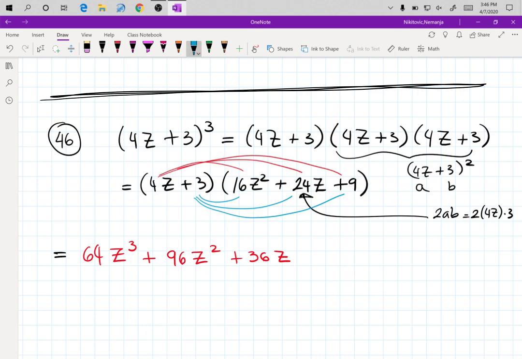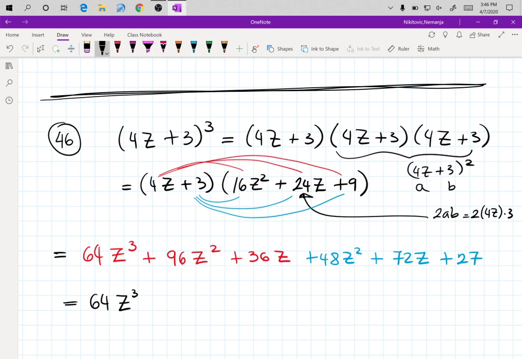Then I go 3. 3 times 16 is 48, so plus 48z squared. Plus 3 times 24, that's 72z, because 3 times 20 is 60, and 3 times 4 is 12. 60 and 12 is 72. Easy. Plus 27 at the end when we multiply 3 times 9. And we had 6 terms to worry about. We have 3 red, 3 blue. Add like terms, and that's it.